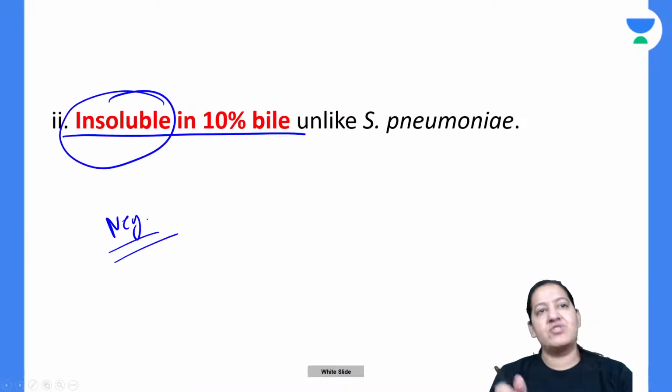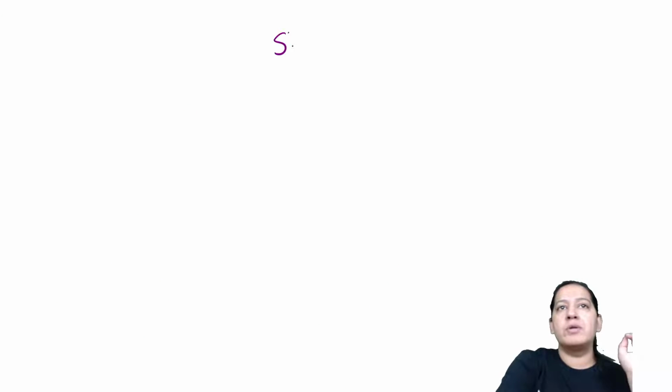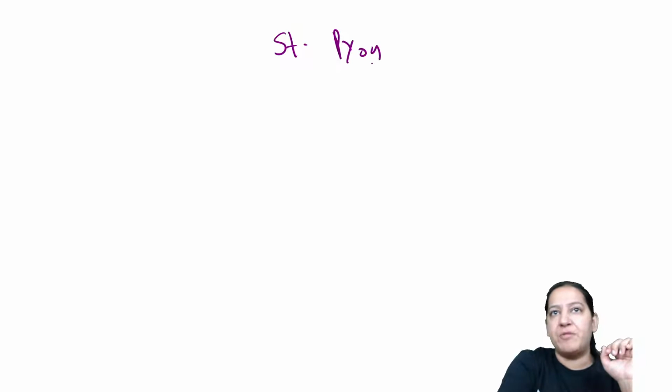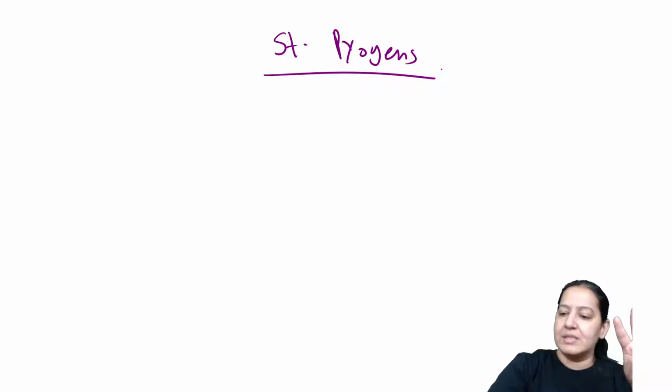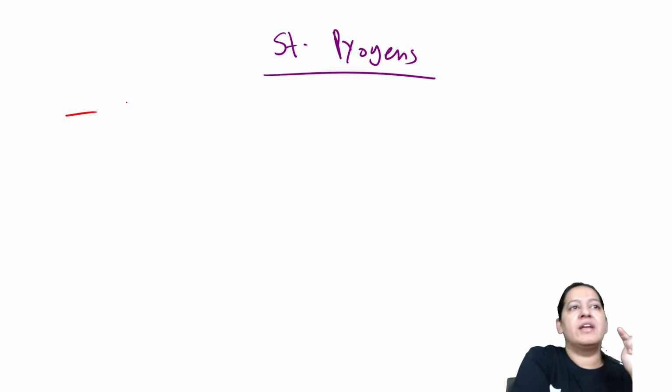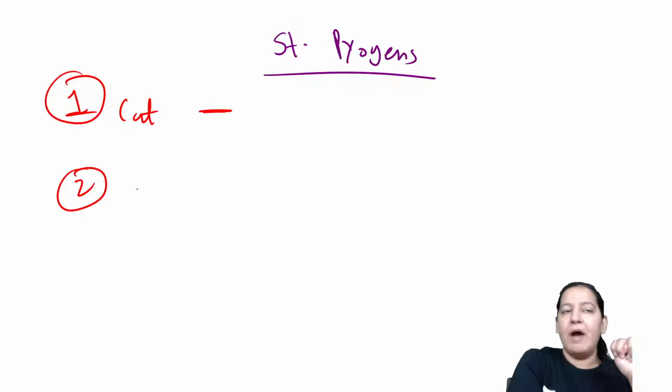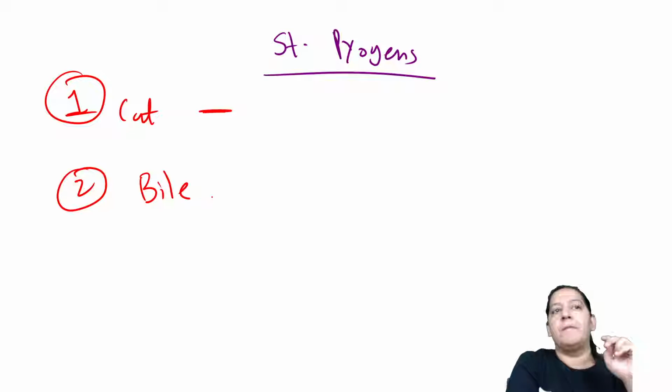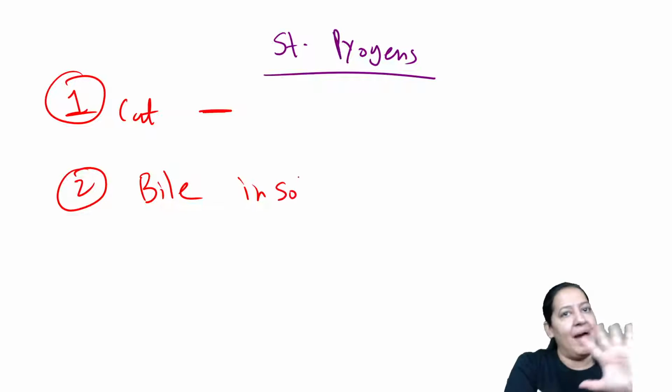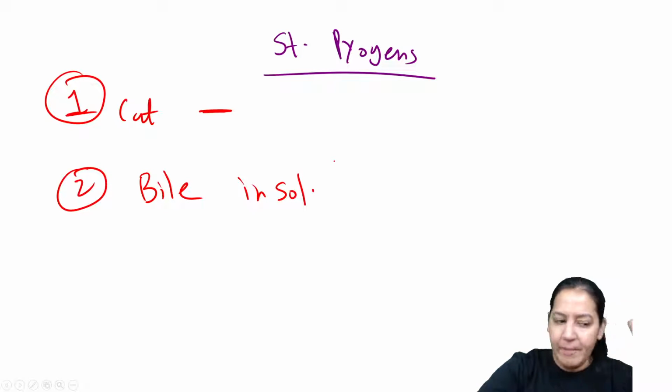So basically, if you talk about Streptococcus pyogenes, what is my chapter right now? Streptococcus pyogenes. The first biochemical reaction: it is catalase negative. The second biochemical reaction: it is bile insoluble, 10% bile insoluble, right? I am performing these. So both these tests are negative.